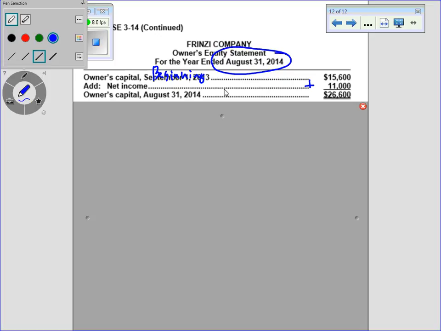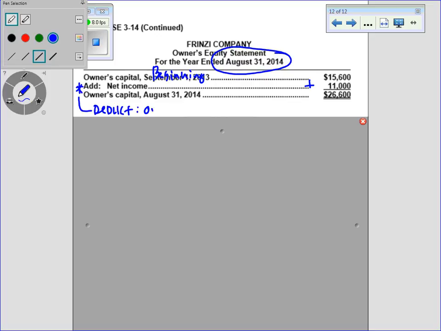There were no drawings, but that's where you would subtract off the drawings had there been some. So the owner's capital at the end of the fiscal year are those two combined. What I do want you to do is add a little star in here. Deduct owner's drawing if there had been some. Okay, I think it's important to remember that because it's been a couple chapters since we've done this, which in this case was not applicable.